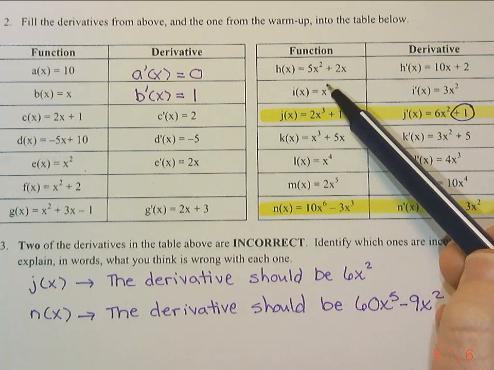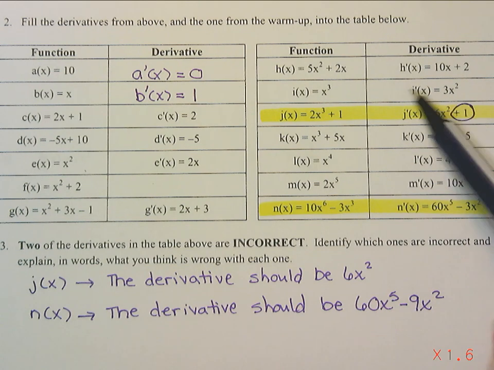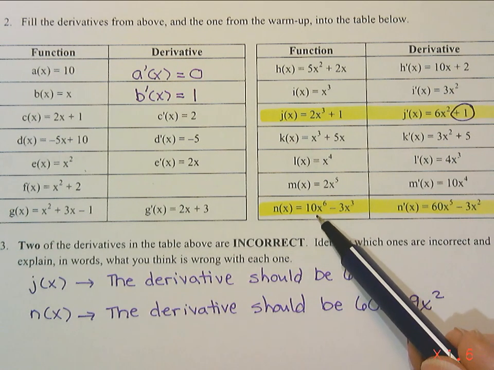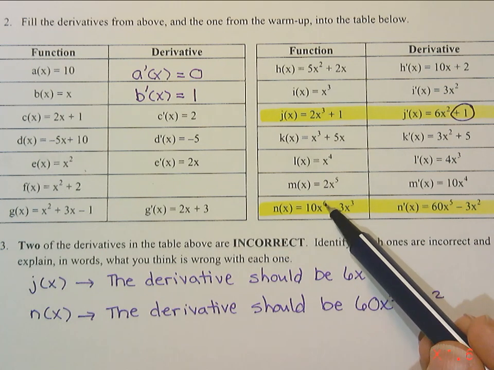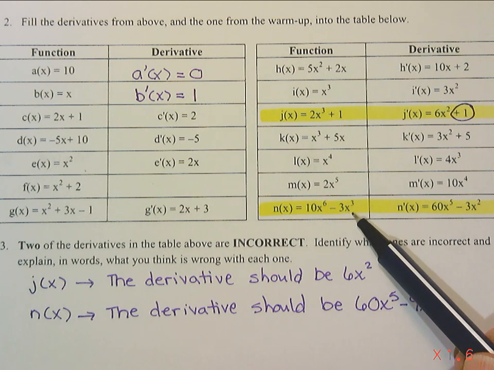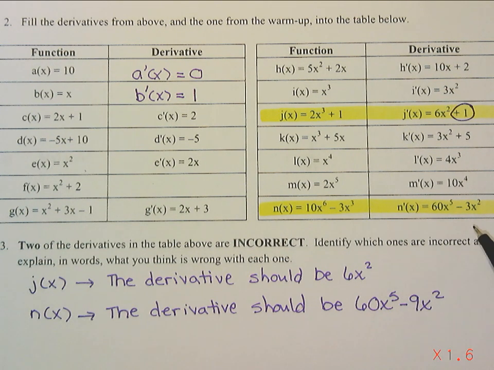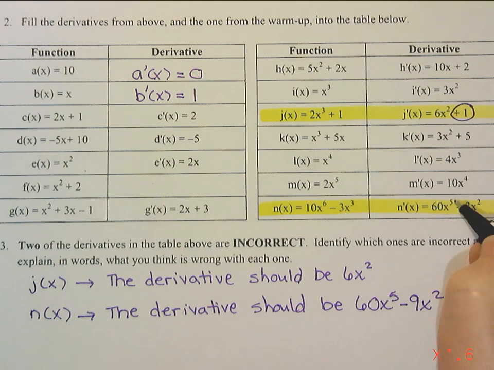When I had x cubed, I did 3 times the invisible coefficient of 1. And then I took 1 off the exponent to get x squared. Or here, when I did 10x to the 6, I did 6 times 10, which is 60, and then I took 1 off the exponent, which was 5. But with the 3x cubed, I should have done 3 times 3 to get 9, and then take 1 off the exponent to get x squared. So I think the problem here is that 3. I think that that should really be a 9.